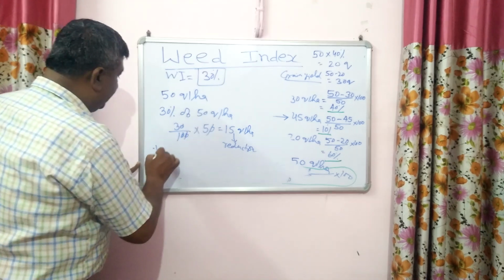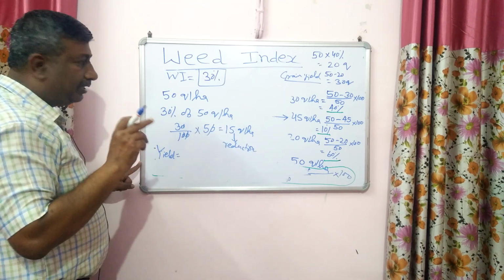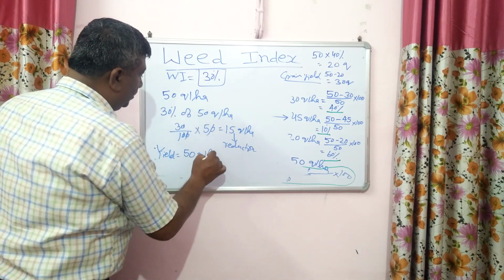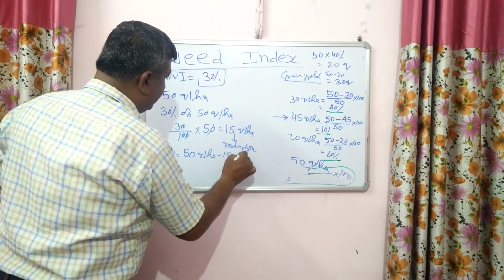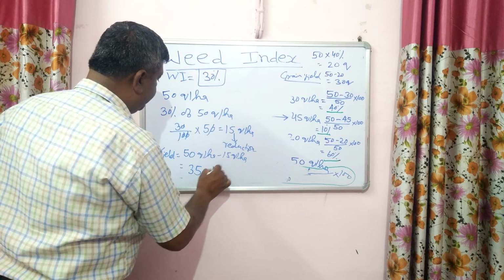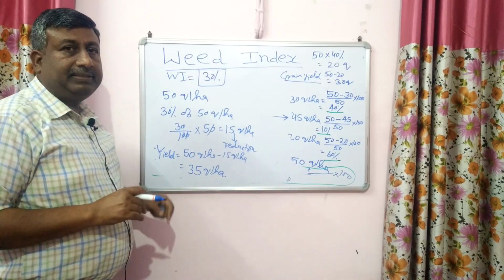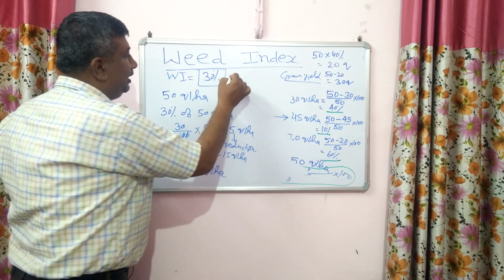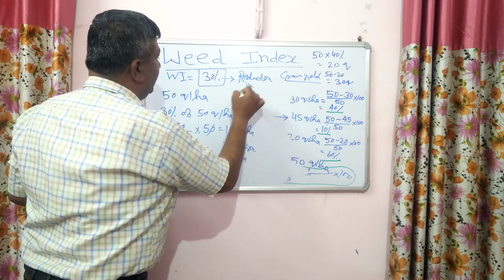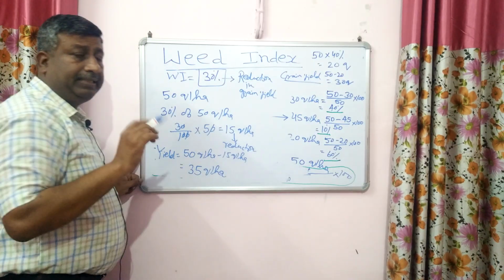So what is the yield? Yield is 15 quintal per hectare reduction from weed free crop. So weed free crop yield is 50 quintal per hectare, reduction is 15 quintal per hectare, then yield is 35 quintal per hectare. So remember, be careful that weed index tells the reduction, 30% reduction in grain yield, not the grain yield. It doesn't indicate the grain yield.